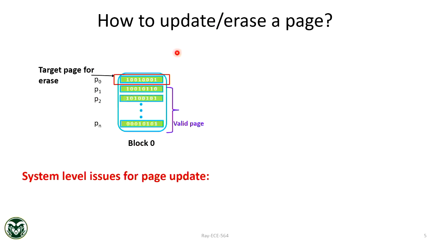Now, the question here is this granularity mismatch: you read and write page by page, but you cannot erase a single page. You have to erase all the pages together. What is the problem here? So for example, say this is one block and you want to erase page 0. How will you do it, if you cannot do page by page erase? Any thoughts?